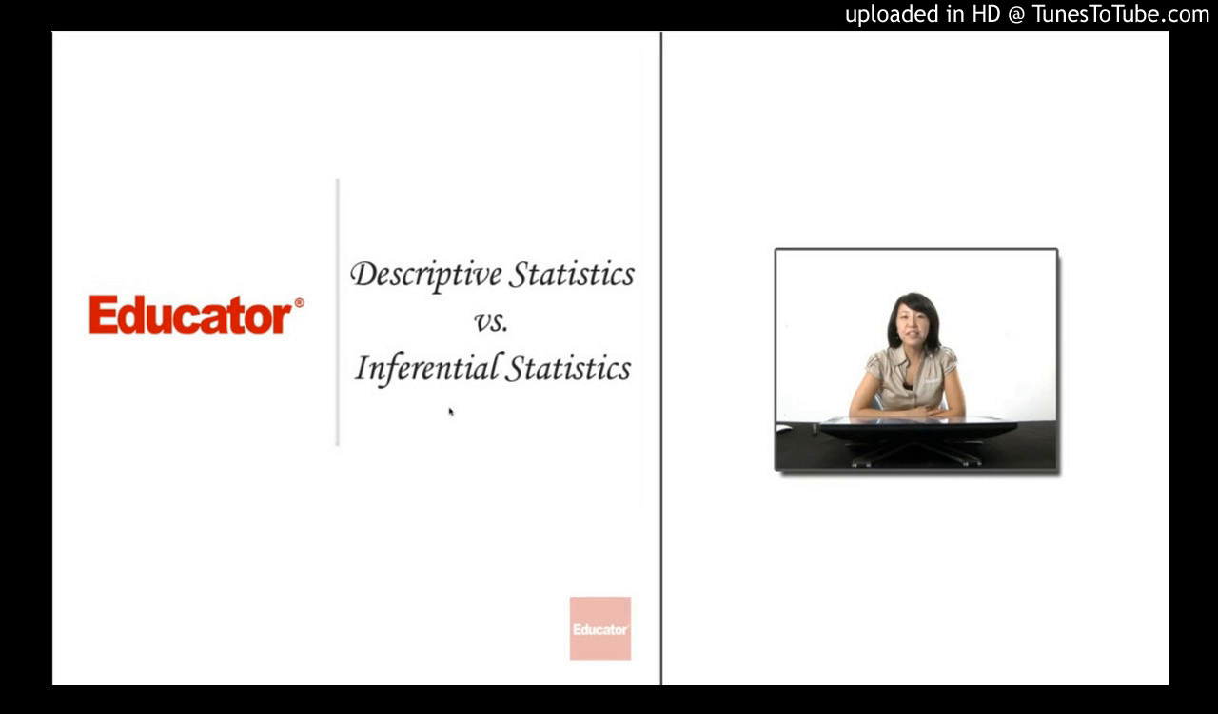An ANOVA is also called the analysis of variance, and the analysis of variance could also be thought of as the omnibus hypothesis test. So it's still a hypothesis test, just like the t-test, but it's the omnibus hypothesis test, and we're going to talk about what that means.